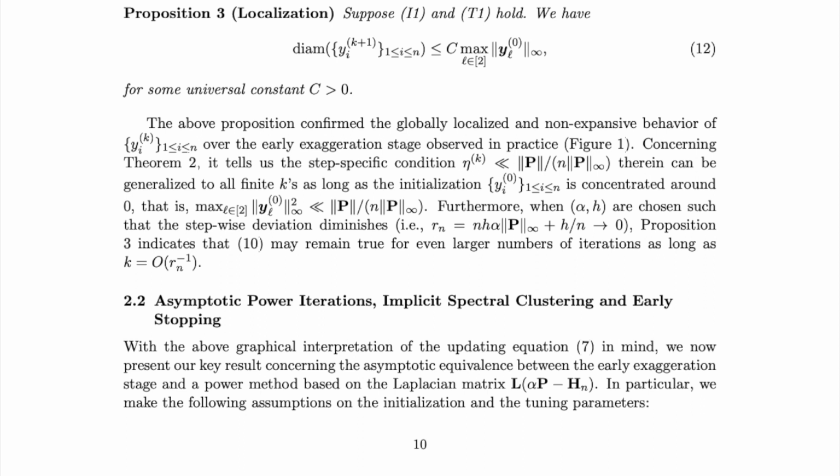2.2 Asymptotic power iterations. Implicit spectral clustering and early stopping. With the above graphical interpretation of the updating equation 7 in mind, we now present our key result concerning the asymptotic equivalence between the early exaggeration stage and a power method based on the Laplacian matrix L of P minus hn. In particular, we make the following assumptions on the initialization and the tuning parameters.